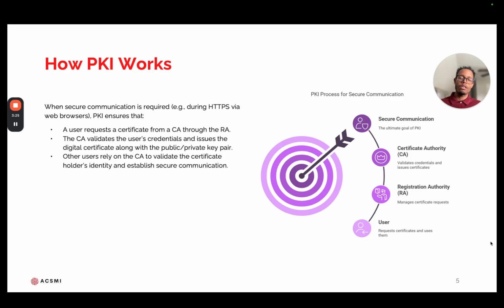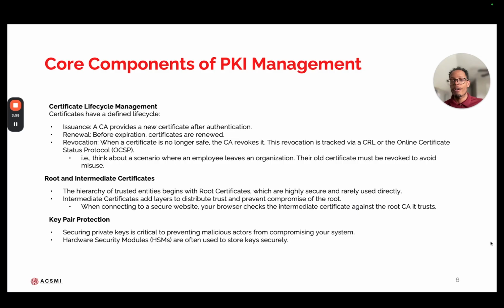Now, other users are going to rely on the CA to validate the certificate holder's identity. What we're basically saying here is that we're able to have that secure communication because we went through that process of saying, hey, this is exactly how it happened. So when secure communication is required, you're going to go through this process of saying, hey, here's your digital certificate, like I talked about in a few previous videos. And then here's your digital signature. Well, in this case, a certificate instead of a signature, because we're not talking about email. But all in all, this is how it works. The ultimate goal of PKI is secure communication by far.